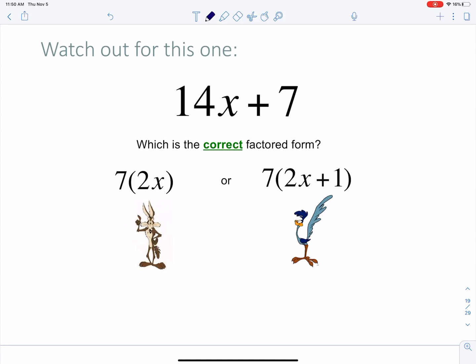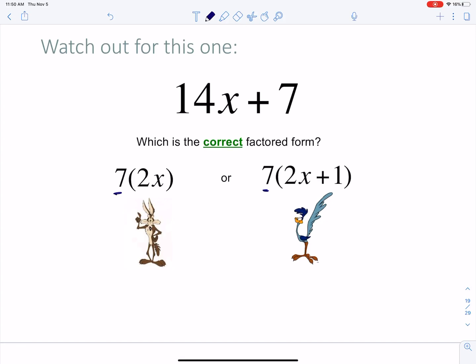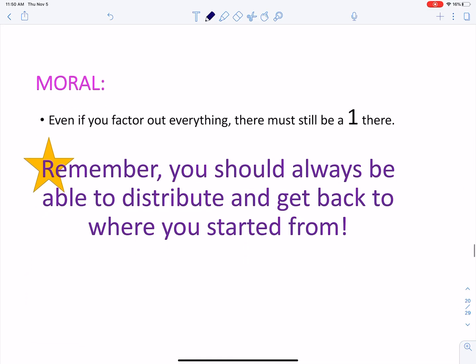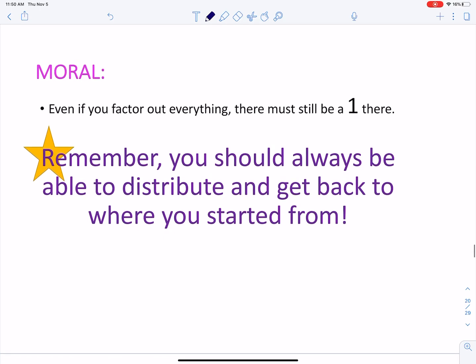Second to last one here is 14x plus 7. So these definitely both have a GCF of 7 here, but double check it, which one's correct here? If I multiplied this one out, it would get me 14x. That's not the answer that I had. This one, Roadrunner's correct, usually as always with our Roadrunner and Coyote. This one, when you multiply it out, gets you 14x plus 7. So double check that 1. So moral here, even if you factor out everything, there must still be a 1. Remember, you should always be able to distribute and get back to where you started from.